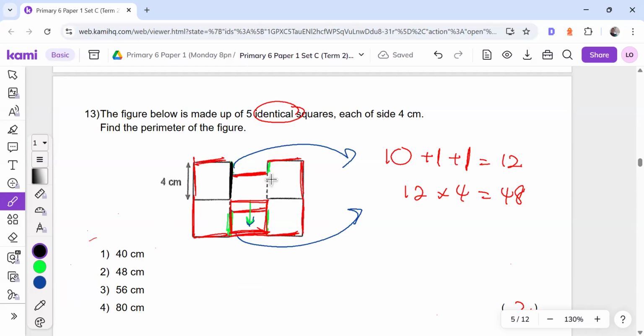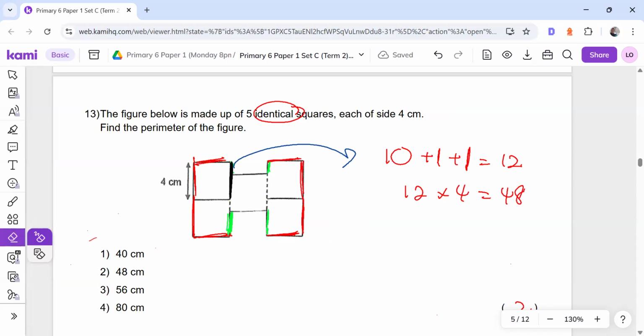Okay, now this one is a little bit hard to explain. Maybe some of you may not understand what I am talking about. So what you can do later after the lesson, I will tell you how you can do it after the lesson.